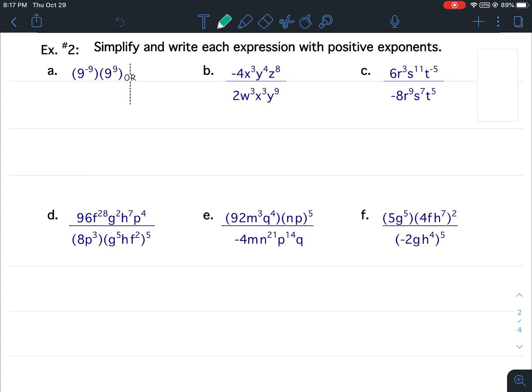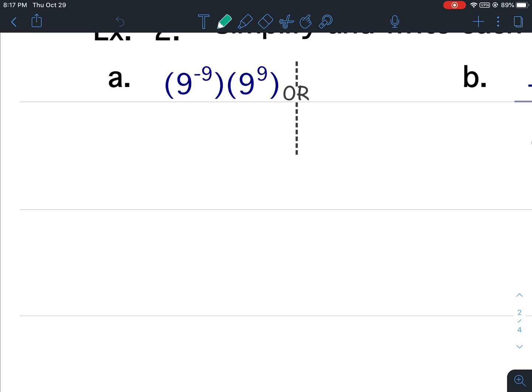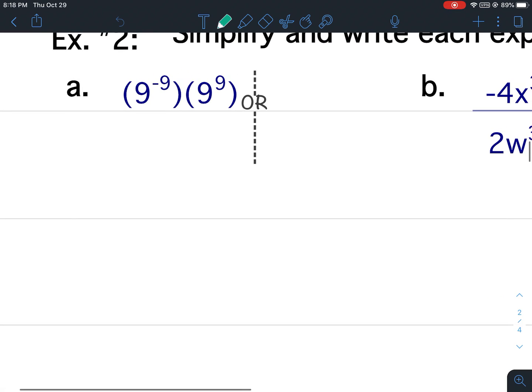Negative and zero exponents, 4.4 notes. Example number 2. For A, I've got 9 to the negative 9 times 9 to the 9th. So I'm going to do this 2 ways. The first way I'm going to do this is by making that negative exponent positive.